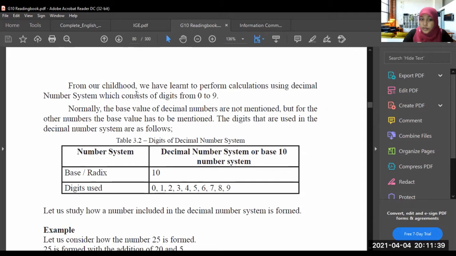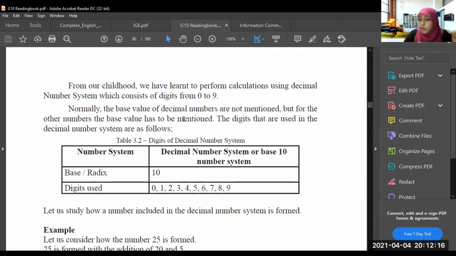From our childhood, we have learned to perform calculations using the decimal number system, which consists of digits from 0 to 9. You know that, right? We use the numbers 0 to 9 and we make numbers. For example, 13. We use the number 1 and the number 3 and we create the number 13. This is how we make decimal numbers using these 10 numbers only, 0 to 9.